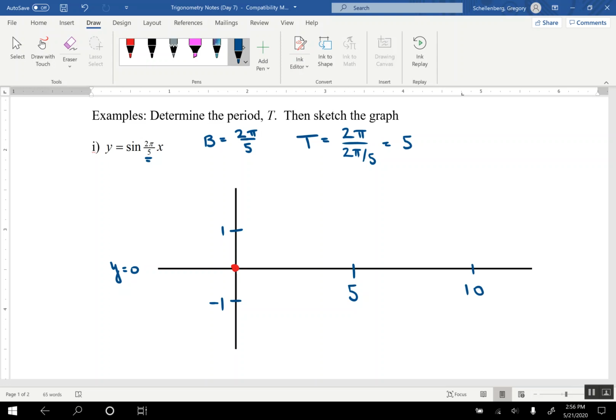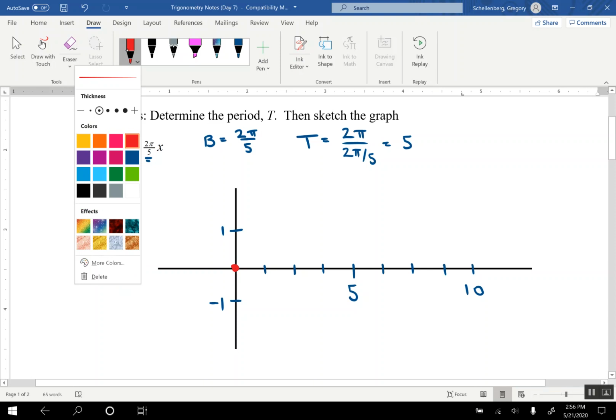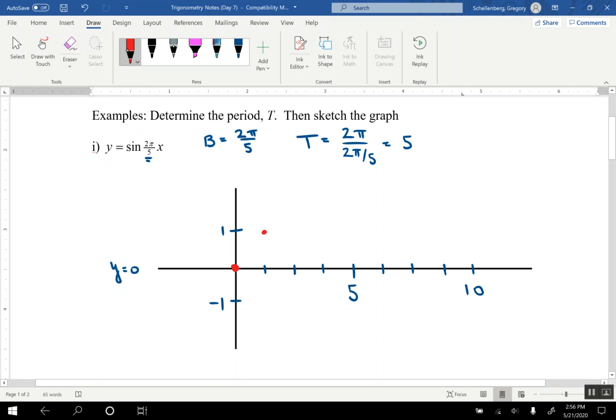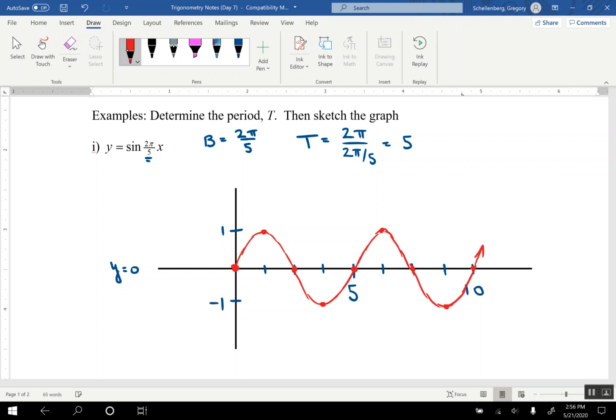But what I'll do is within those periods, I'll break them up into 4 equal parts. So we're just cutting in half and then cutting the halves in half. And then we can plot the rest of our significant points. So we've got a max, mid, min, mid, max, mid, min, and mid. And we connect the dots. And there we go. There's 2 periods of the sine of 2 pi over 5 times x.